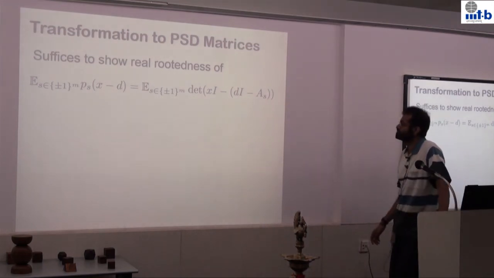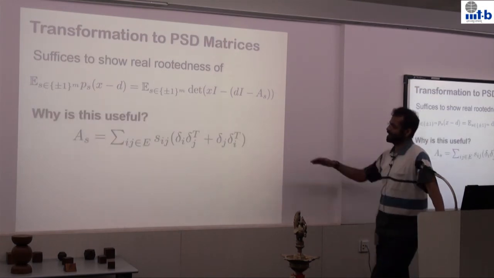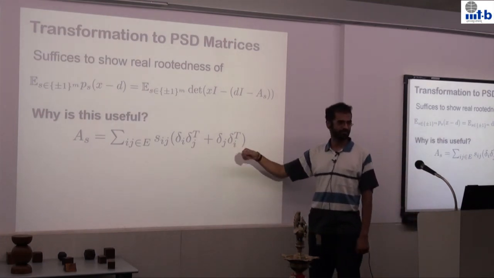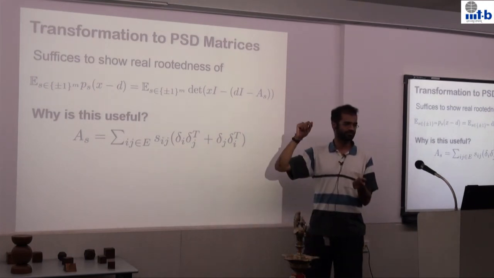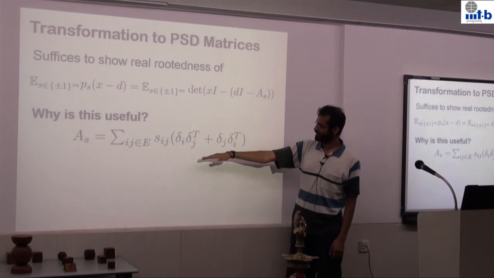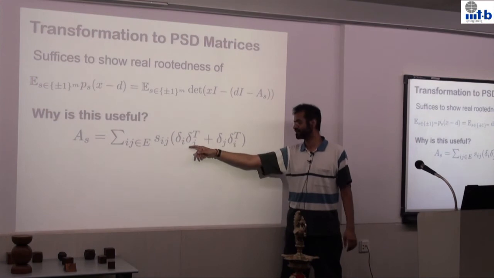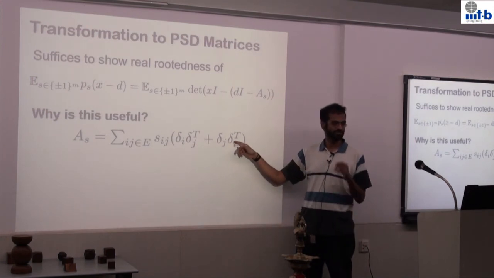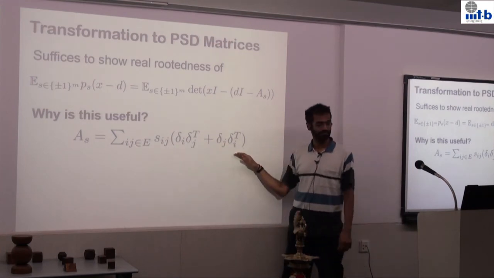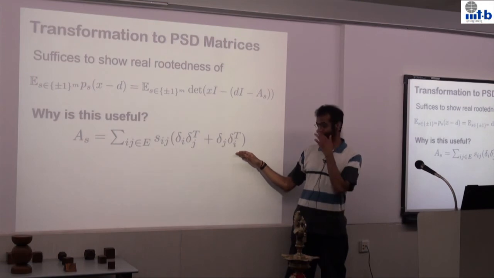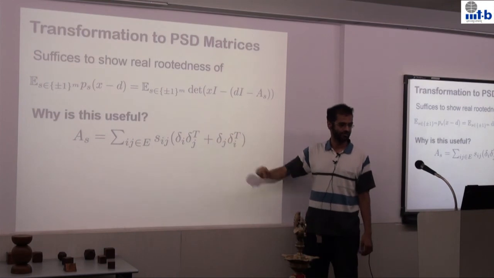Okay, why is this useful? Why am I doing this? Well, if you write down A sub s as a function of the signs, for every edge ij you have a sign s_ij, and that appears in two entries, ij and ji. So you can write A sub s as a sum over edges ij of s_ij times a rank 2 matrix, delta_i delta_j transpose plus delta_j delta_i transpose. This is just a matrix with two entries in ij and ji, right? So you can write it as a sum of rank 2 matrices, where you just flip the sign of these matrices depending on the sign.